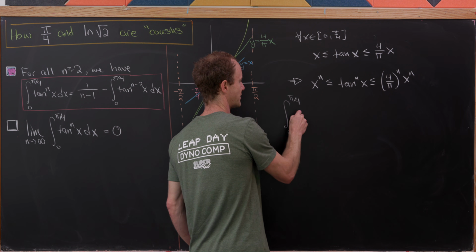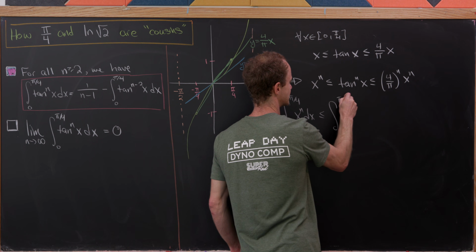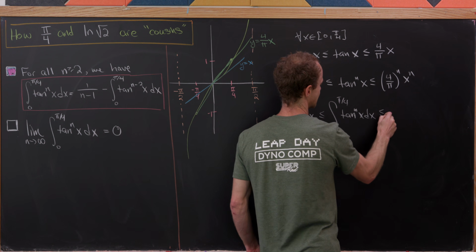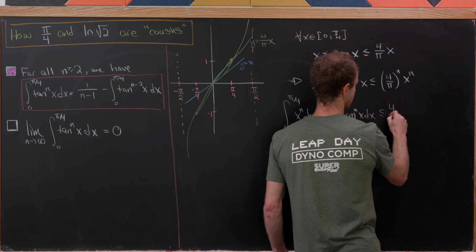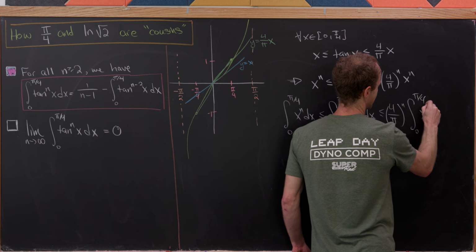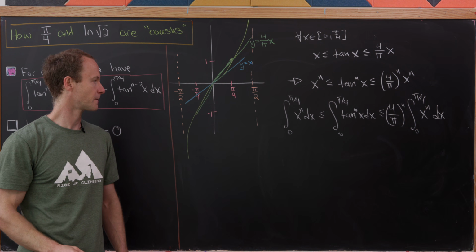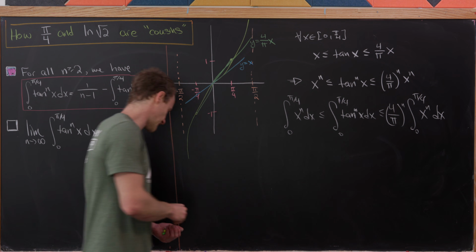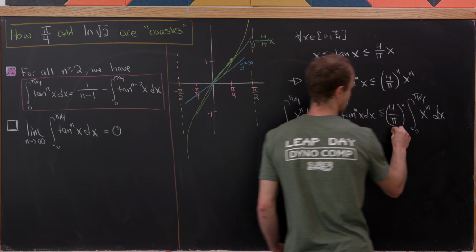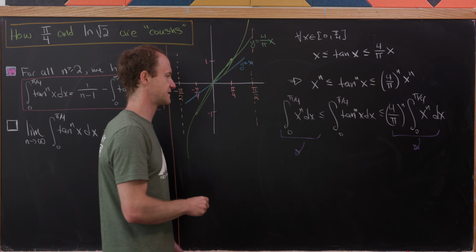So integrating from 0 to pi over 4 of x to the n dx, that's got to be less than or equal to the integral from 0 to pi over 4 of tangent to the n of x dx, which in turn is going to be less than or equal to the integral of this bit over here to the right. Okay, but then observe that this extreme left-hand side and this extreme right-hand side have fairly simple antiderivatives.